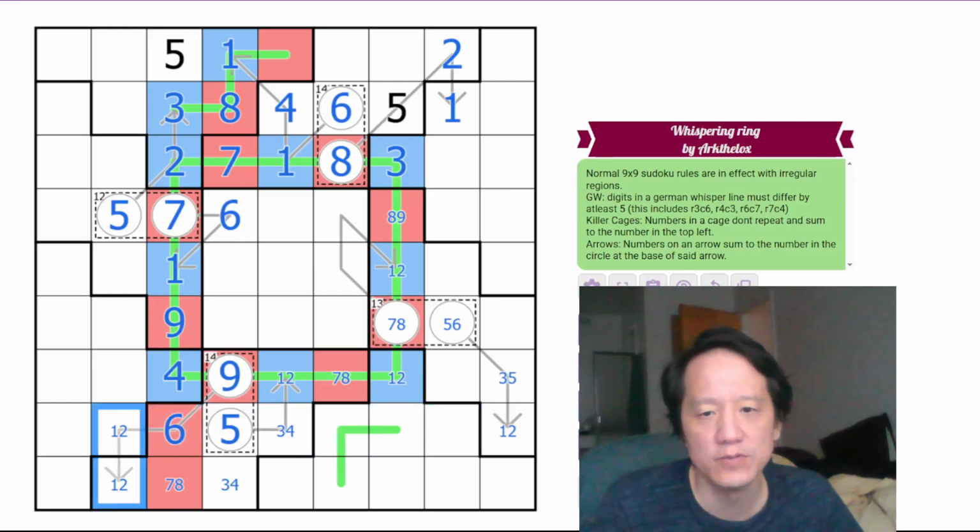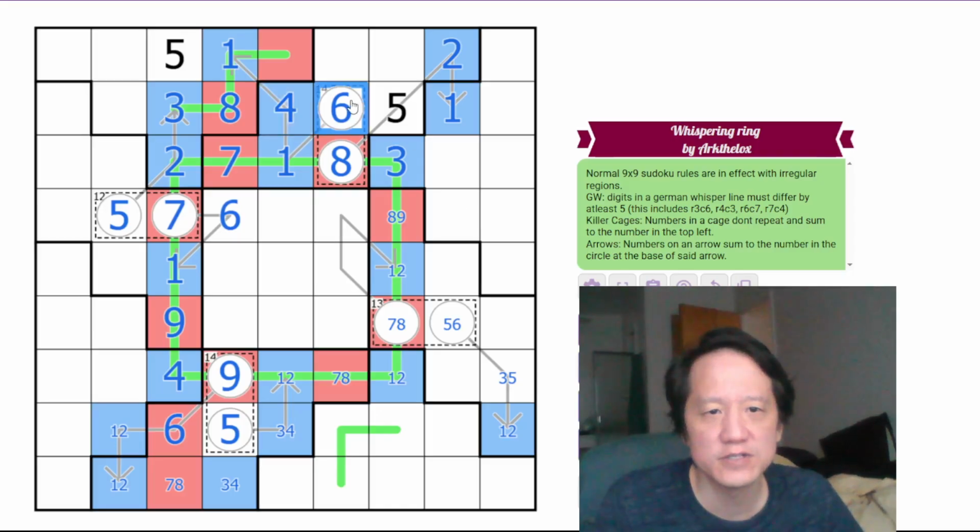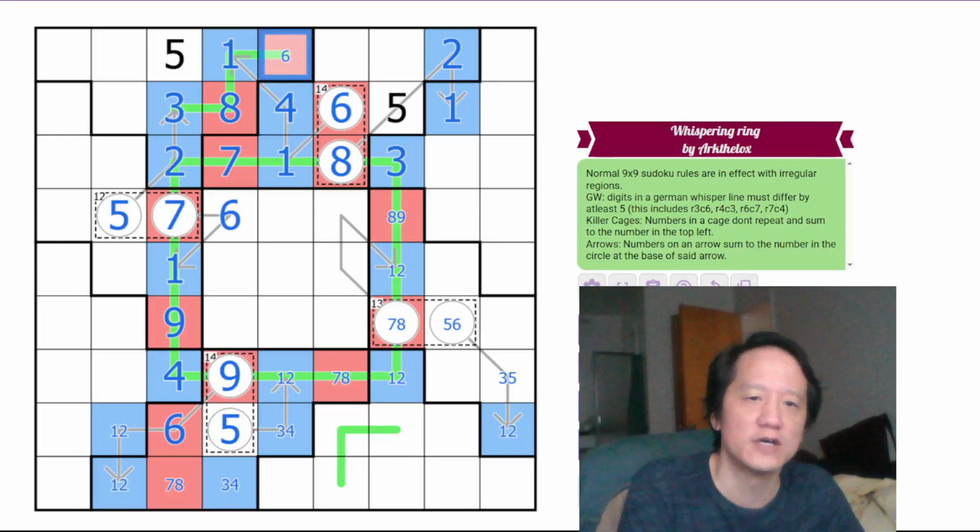So these are low. These are low. These are low. Oops. And these are low. These are obviously low. This is low. This is high. We probably don't need to be coloring this. Anyways, this has to be 6, 7, or 9 here.